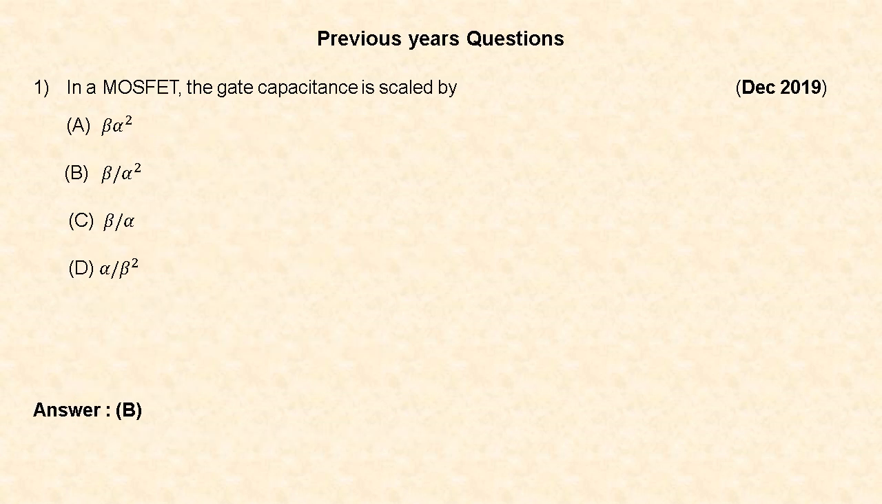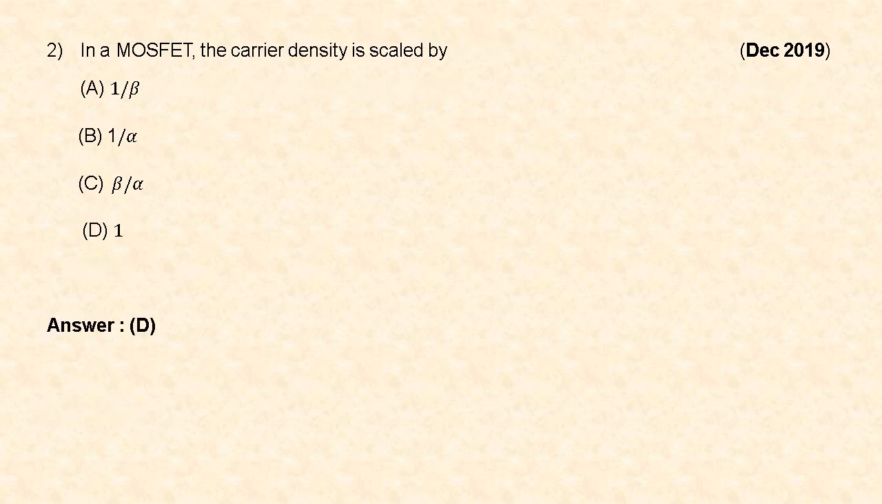Next, let us see the previous year's questions. This question was asked in December 2019. In a MOSFET, the gate capacitance is scaled by. As we already seen, the gate capacitance is scaled by beta by alpha square. Next question. In a MOSFET, the carrier density is scaled by. As we already know, the carrier density is scaled by 1. That is no effect of scaling.